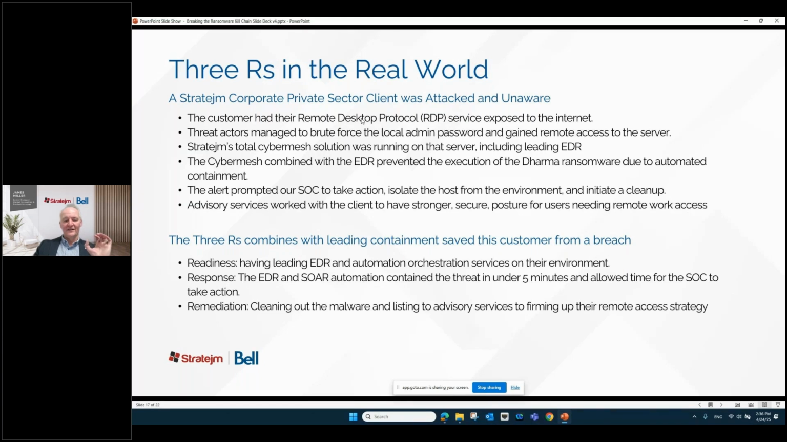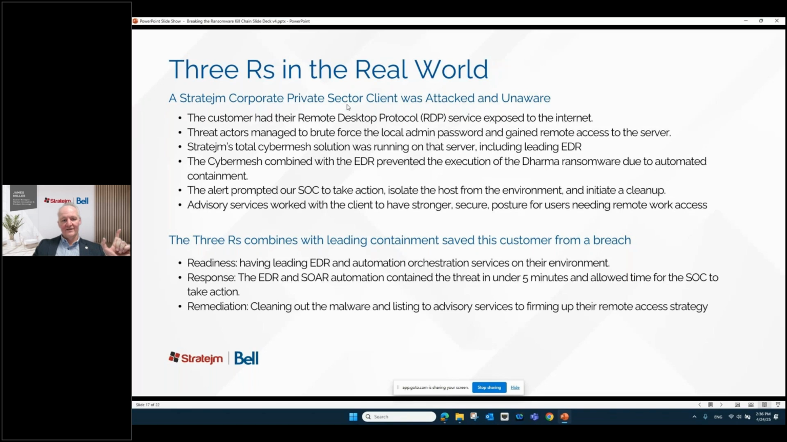And the AI that we have running was able to not only do its job faster with the containment, but also to let our SOC analysts know that this was happening. So we were able to take action. Everything was quarantined in minutes. And then you do the traditional ransomware cleanup because you've got the time. The AI, the cyber mesh, and the EDR allowed you that time. And you isolate the host and you initiate the cleanup.